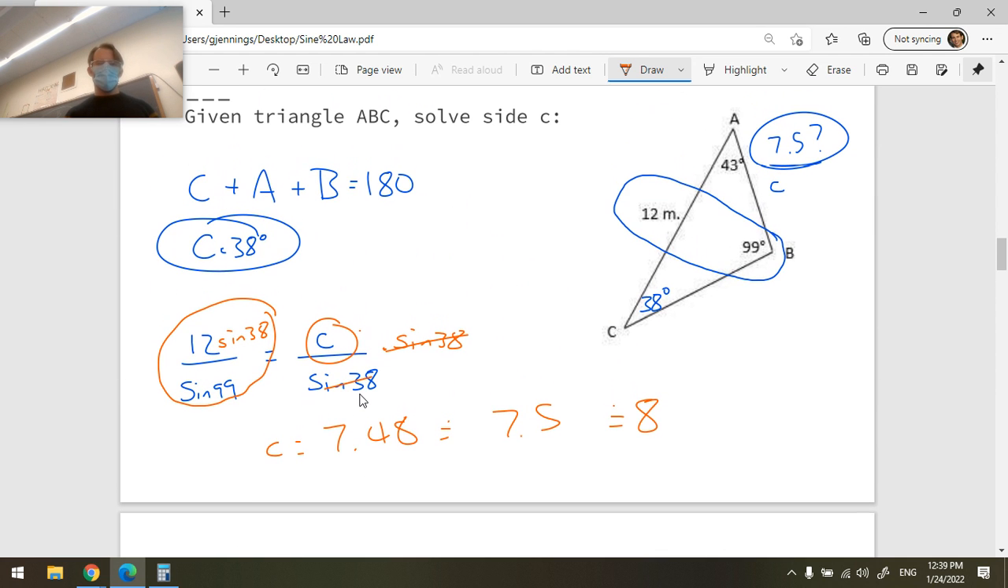Just taking another look at this for those that weren't able to get it. C is equal to 12 times sine 38 over sine 99. We started with B over sine B is equal to C over sine C. And then just multiply both sides by sine C to isolate C.